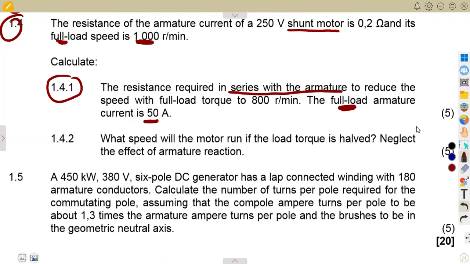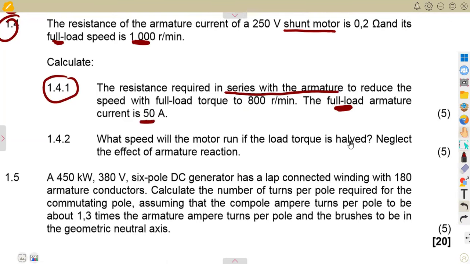So this type of question, as you are reading the question, you must understand the type of question that you're working with. This is a speed control. We're given a speed before at full load. Then after that, they need us to calculate the resistance required in series with the armature to reduce the speed. It's a speed control.